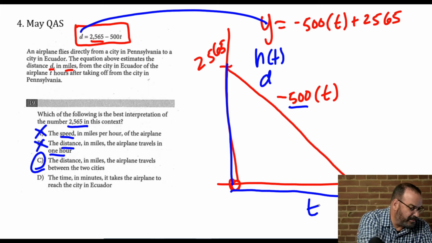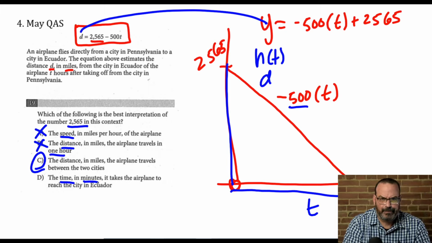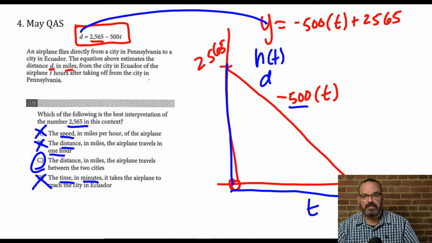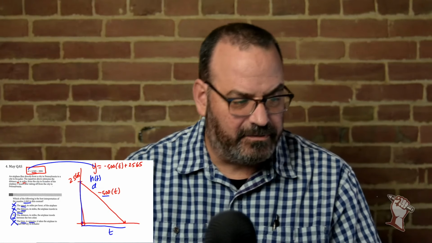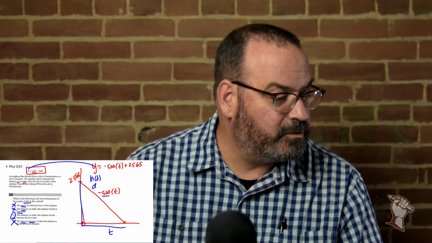And lastly, the time t in minutes. Where'd that come from? That's just ridiculous. There's nothing mentioned about minutes at all in this equation. And if we divided 2,565 by 500, we wouldn't get anywhere near 2,000 minutes.